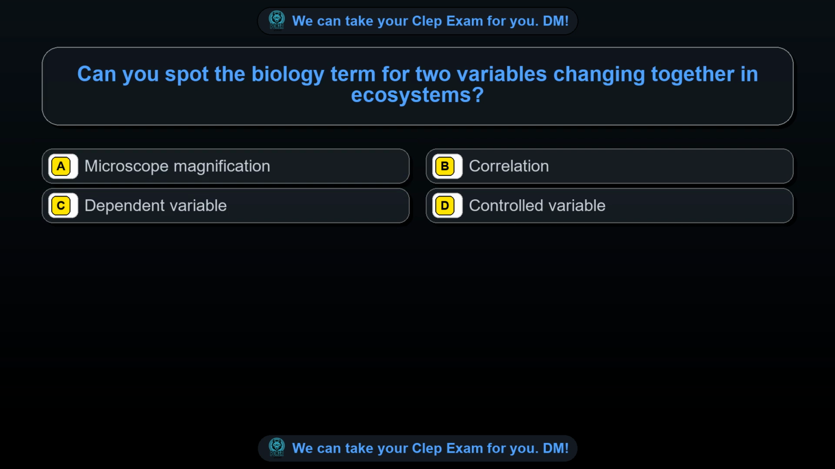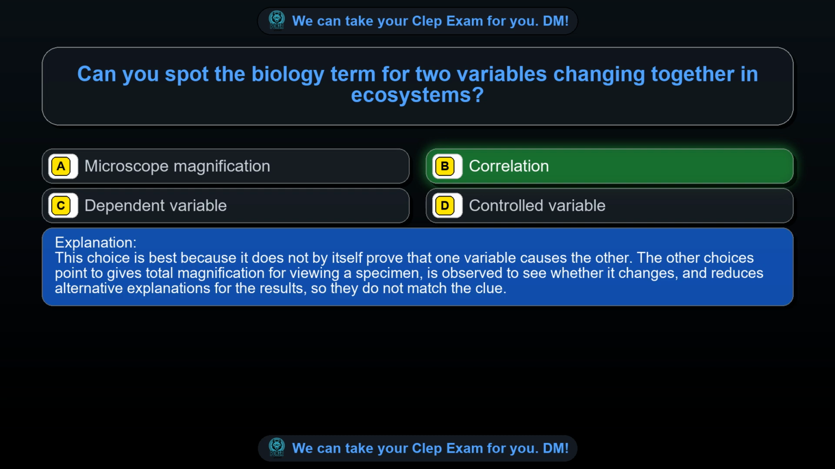Question 16. Can you spot the biology term for two variables changing together in ecosystems? Option A, microscope magnification. Option B, correlation. Option C, dependent variable. Option D, controlled variable. The correct answer is option B, correlation.